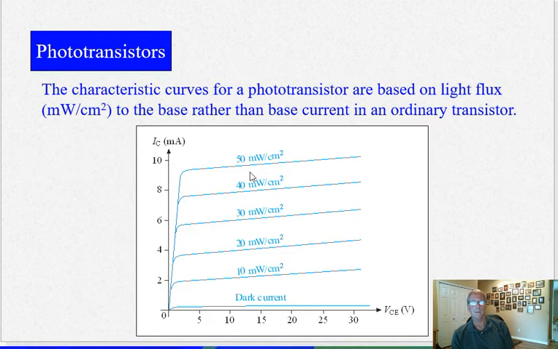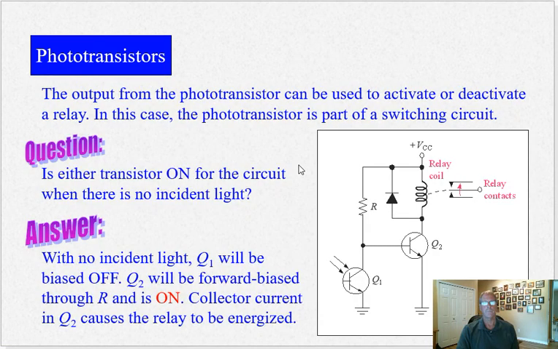Going back a minute here. So here's a little curve. Rather than having a base current family of curves, you have a light flux intensity family of curves, which changes the collector current and the collector emitter voltage. Same thing, except instead of base current, you have light intensity. And this just shows a little circuit that turns on a relay with light energy.